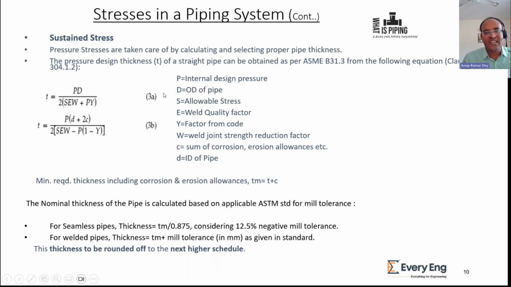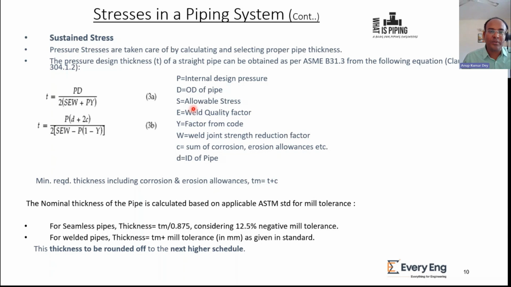Here, the terms are: P is the internal design pressure, capital D is the OD of the pipe, and for metallic pipes, the OD of the pipe is always fixed. Means if it is a 6-inch pipe, whatever may be the thickness, the OD will always be 168.3 millimeter. The thickness will vary based on design pressure, so ID will vary and thickness will vary as per your design pressure. If design pressure is more, then your thickness will be more, and automatically more thickness means ID will be reducing.